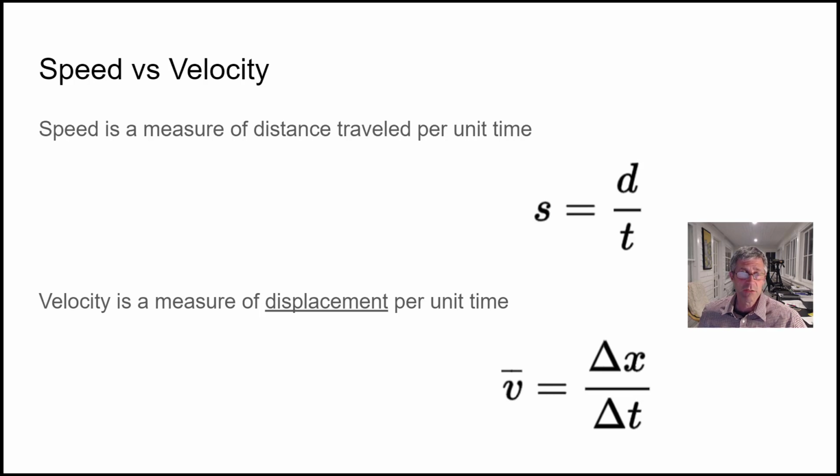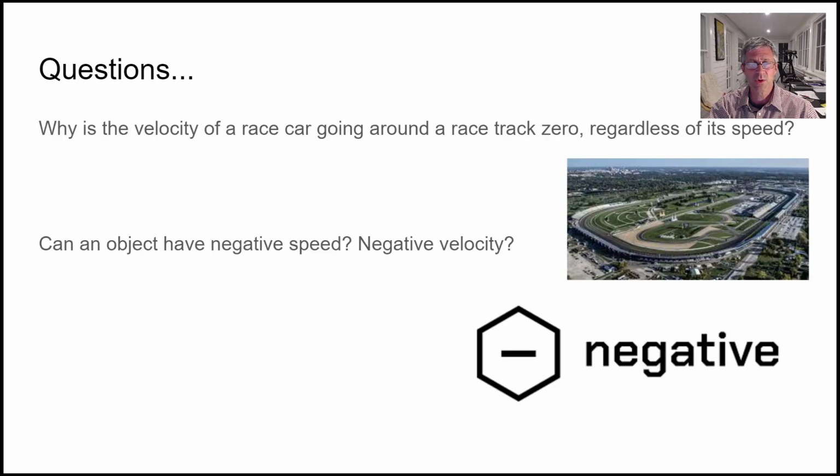And that direction is going to be really important. And we're going to worry about this a lot over the next coming weeks, but it's important to recognize that speed doesn't have any direction, right? So you can travel any speed in any direction, but velocity is going to have a direction. It's a vector quantity. A couple of questions to think about.